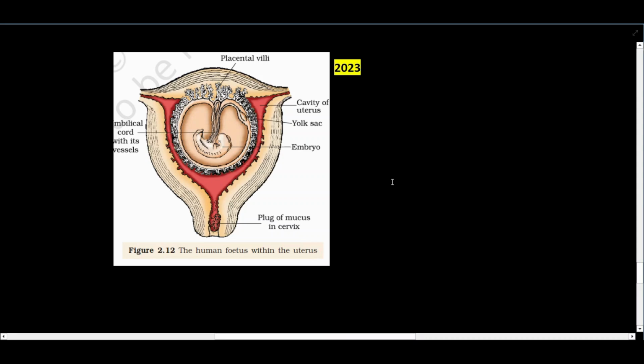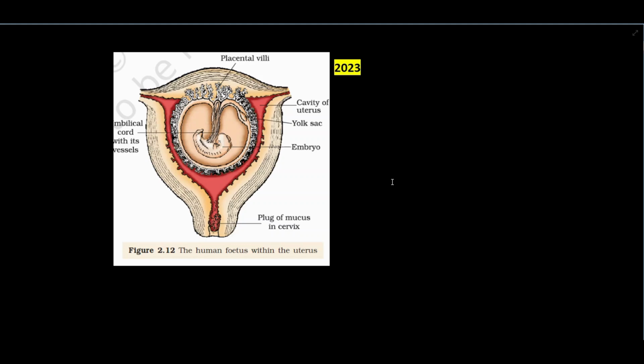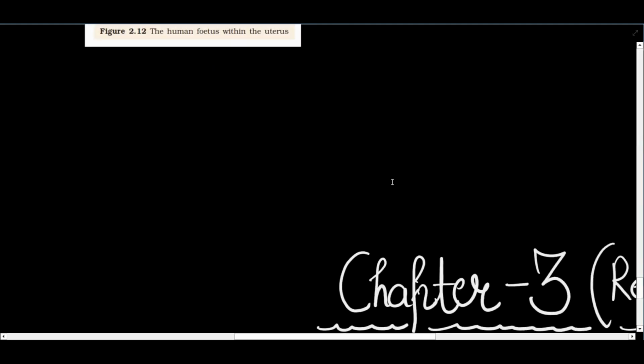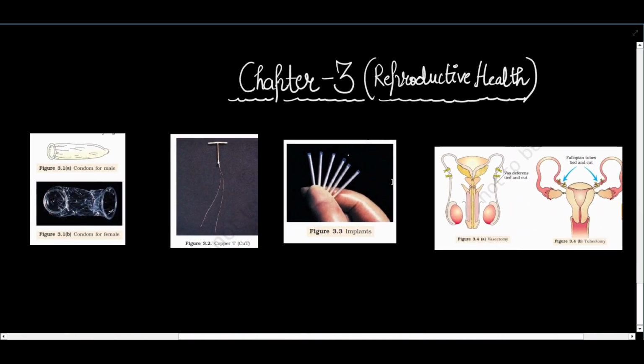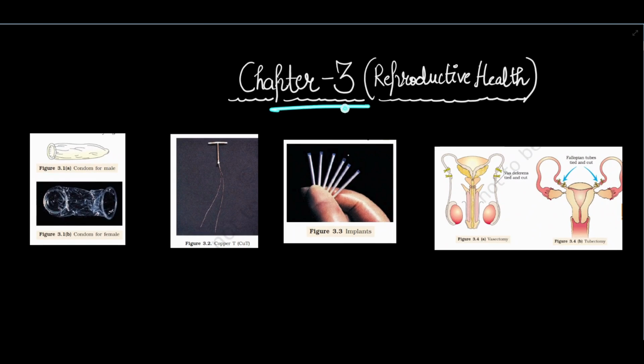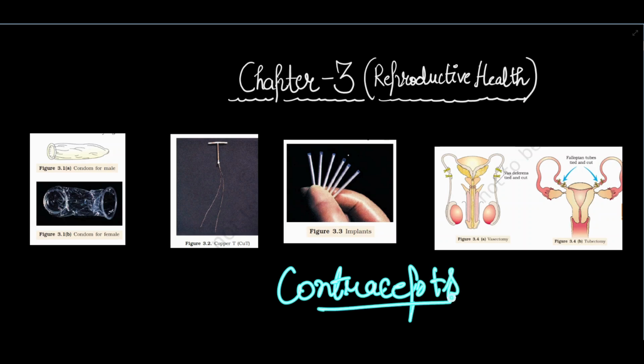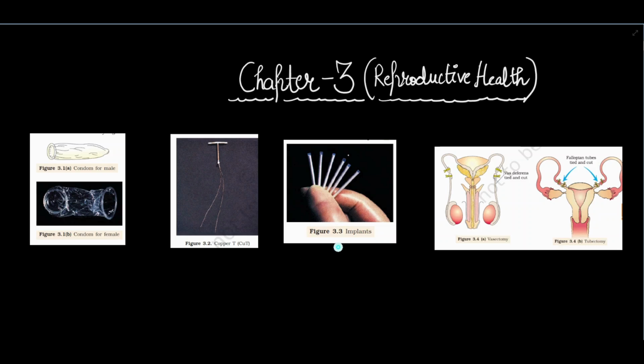Now these are all the diagrams which are very important or repeatedly asked in your previous years of board examinations. And the last chapter of unit 1 is chapter number 3, that is reproductive health. In reproductive health, you have one most important topic, that is the methods of contraception. So the different methods of contraception are very important. So you should know about different methods.